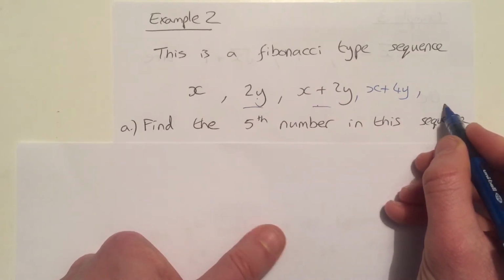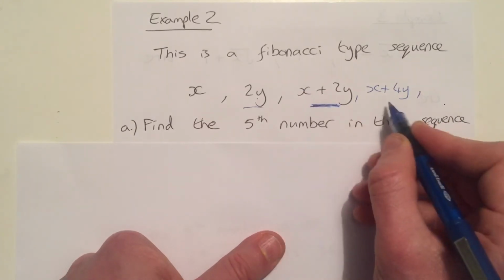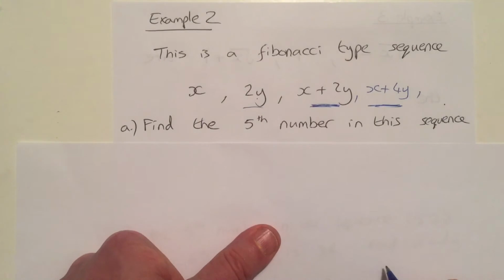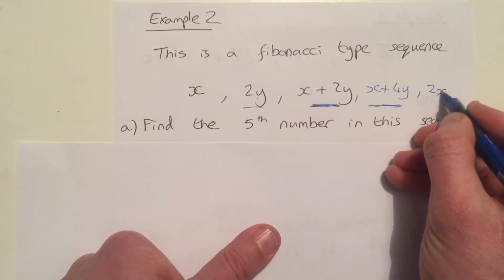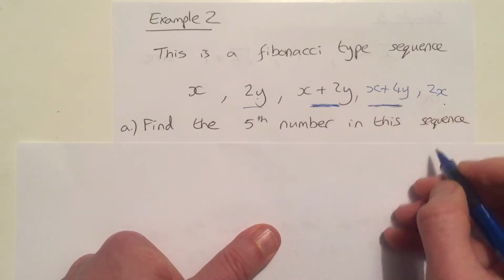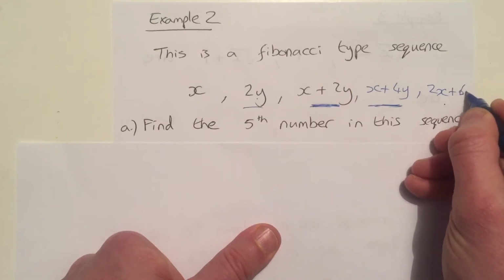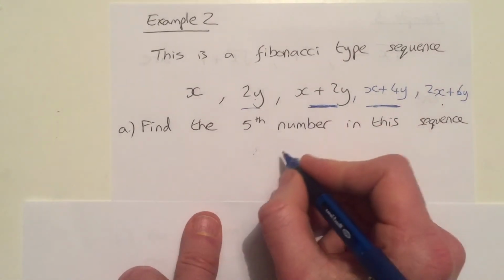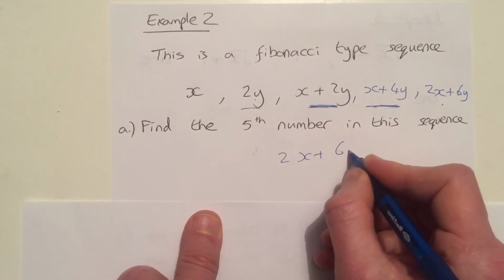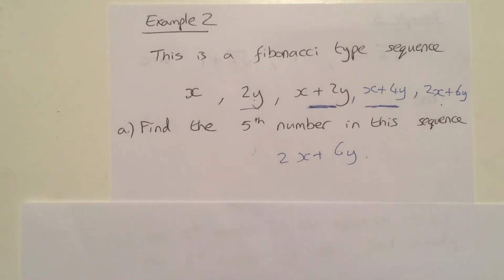So this is the fourth number in my sequence. The fifth number, therefore, will be these two added together. If I add them together, x plus x is 2x, 2y plus 4y is 6y, and therefore that will be the fifth number in my sequence. So that's part A of the question.